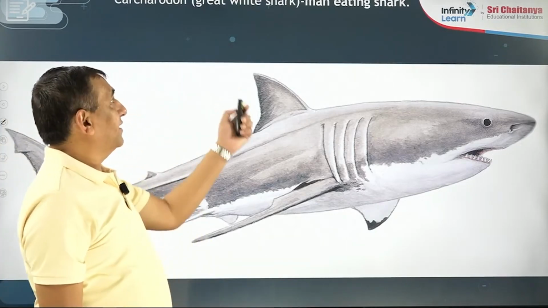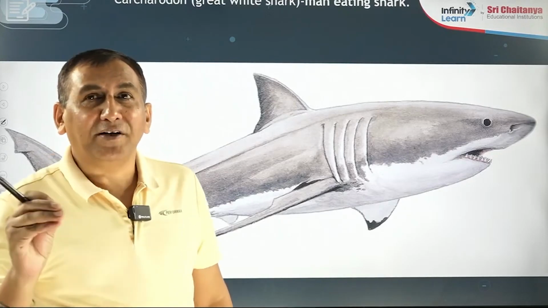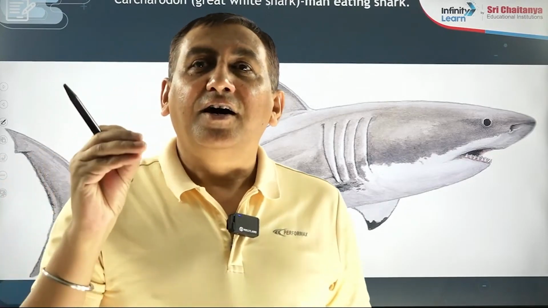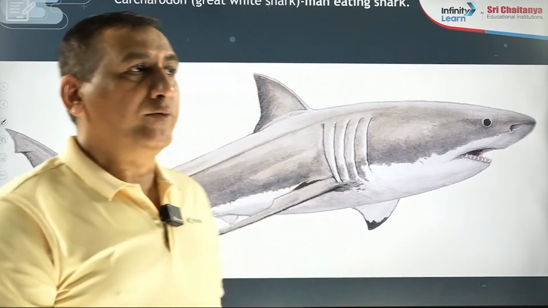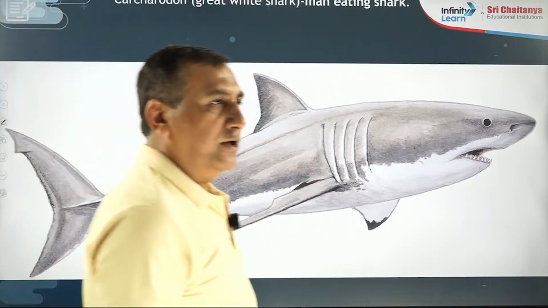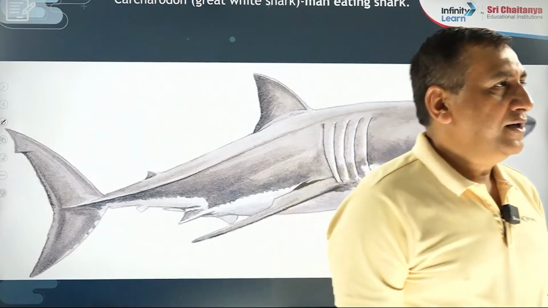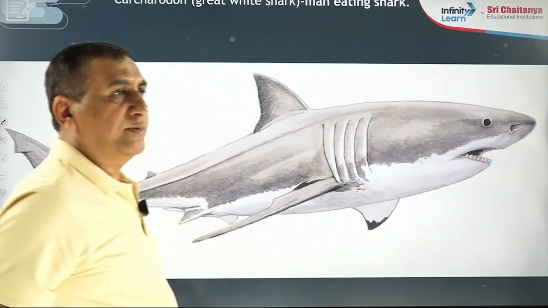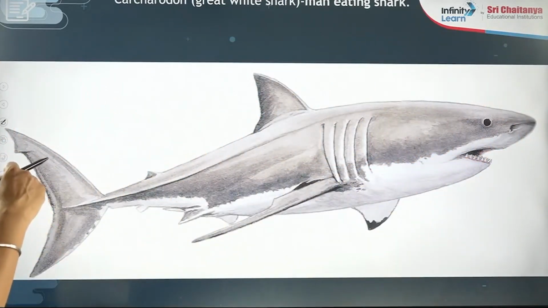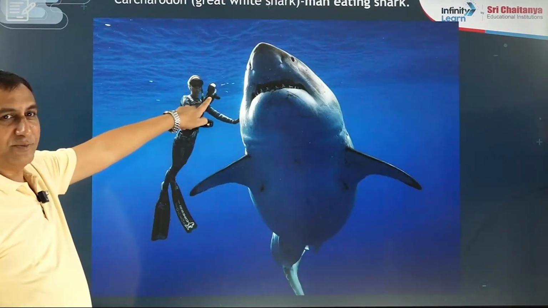Carcharodon, it is the great white shark. In maximum cases of a fish attacking human beings, it is related with the Carcharodon. So this red color is visible, I think. Carcharodon has the man-eating property. That's why I have taken this picture.